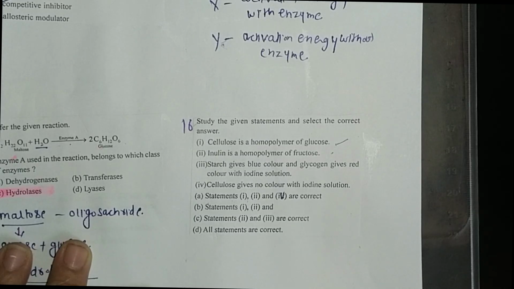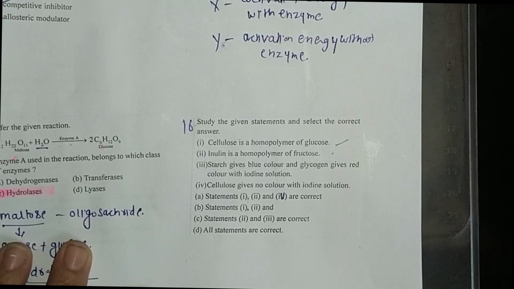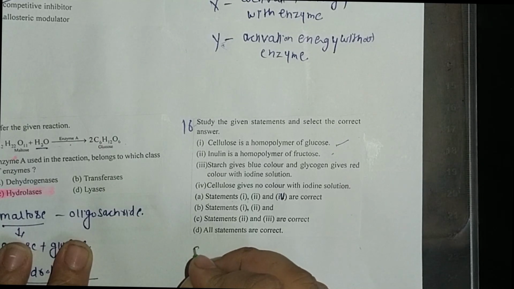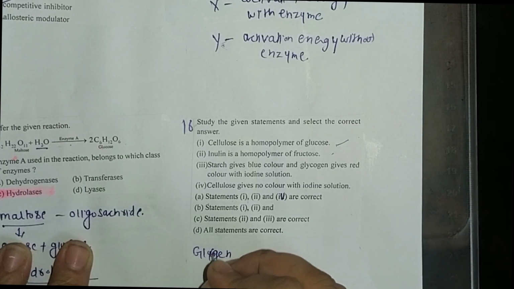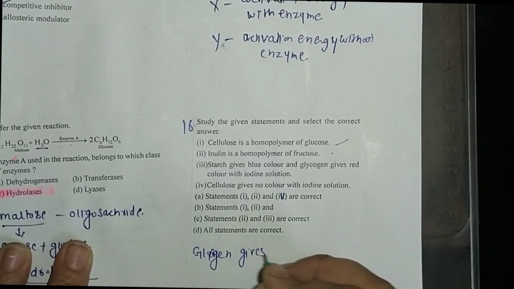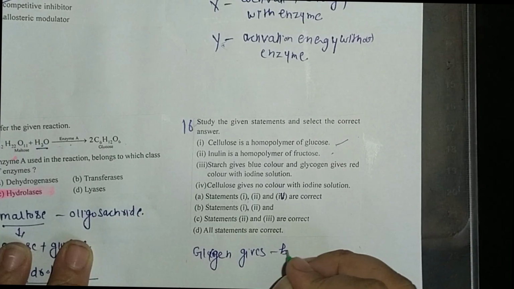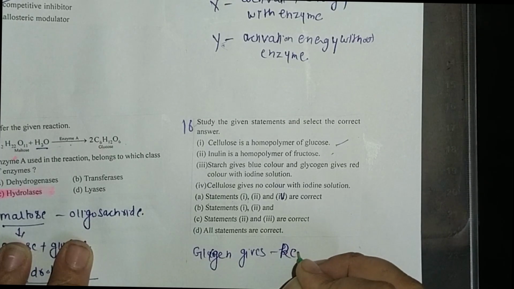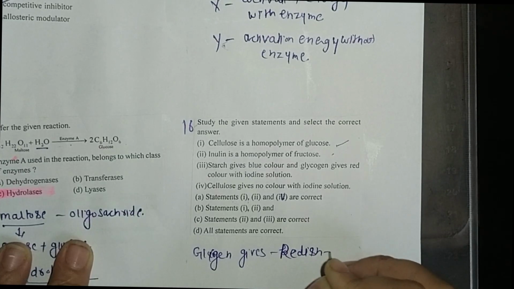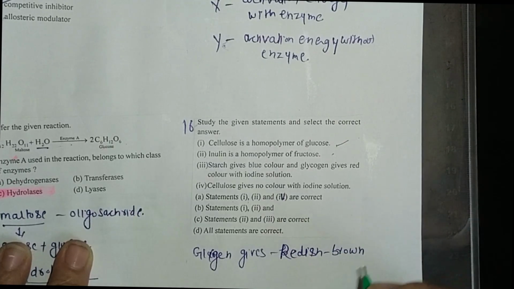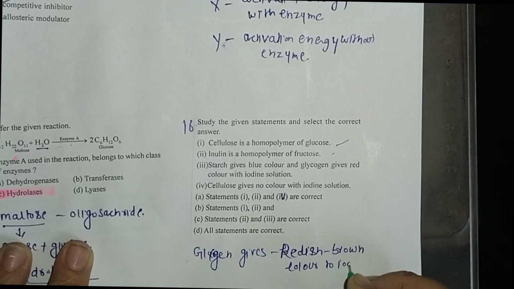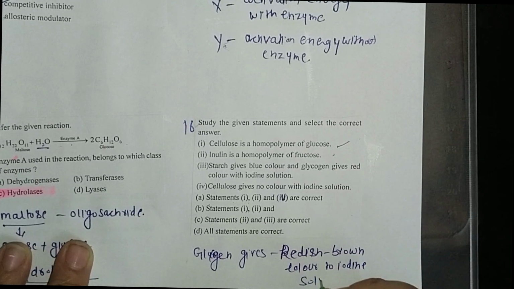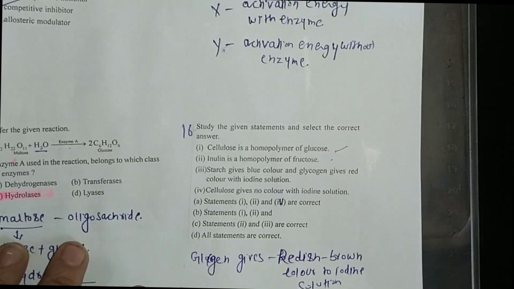Next is starch gives blue color and glycogen gives red color. This statement is not correct because glycogen gives brick red, or reddish brown, you can say this as brick red, reddish brown color to iodine solution. So because of this, third statement is wrong.